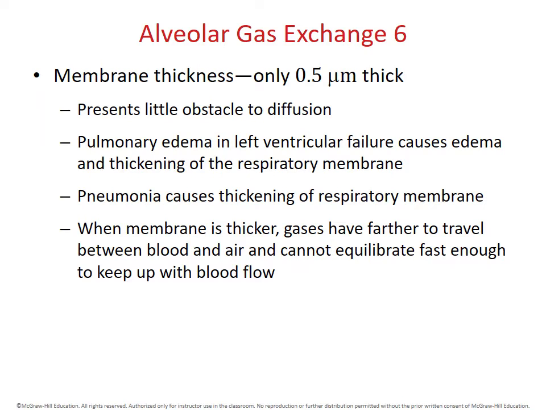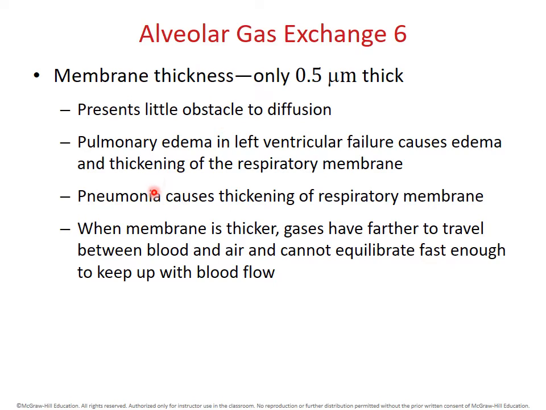Another thing that affects the rate of diffusion is the thickness of the respiratory membrane. Remember, the respiratory membrane is the two squamous cells, one for the alveolus and one for the capillary, and a shared basement membrane between them. And typically, it's only about half a micrometer thick, extremely thin. And so that's by design. The body's trying to create a very thin membrane to facilitate diffusion.